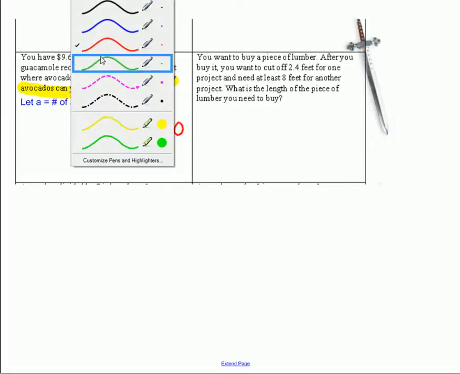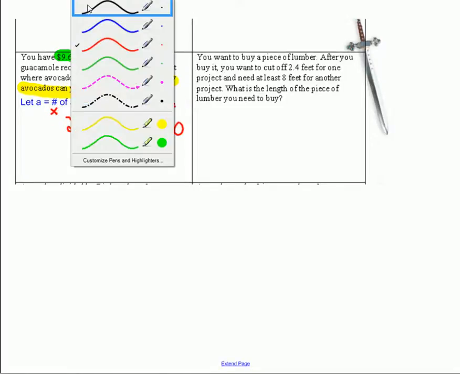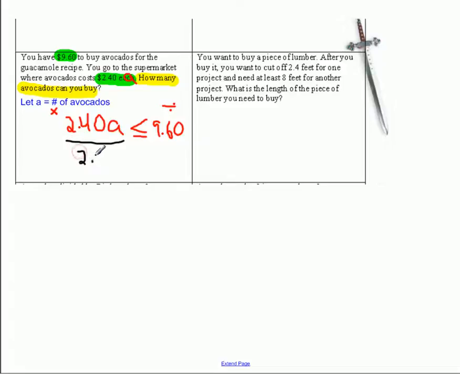It also says that my avocados cost $2.40 each. Each is a clue word for multiply, especially if I'm talking about each one costs. So $2.40 per avocado. So that's where the A is going to go. Each what? Each avocado. That's why the A is going to go there. Now I have to divide. This is a multiplying problem. To solve it, I'm going to need to divide. So I'm going to divide both sides by $2.40.